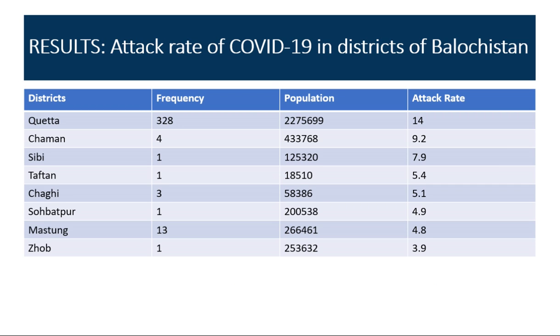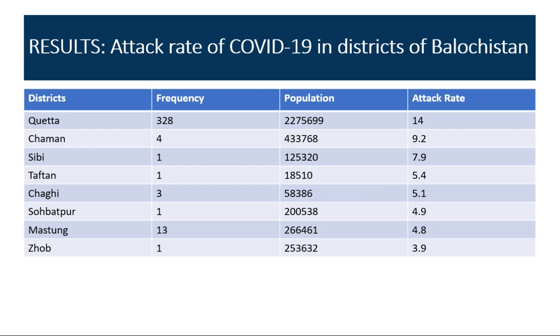Attack rate of COVID-19 in districts of Balochistan. In this table, we have tried to draw on the geographical statistics of Balochistan. Balochistan itself has been divided into several districts, each being a different part of the province and representing a different population. The first thing that I want to highlight here is the city of Quetta, which is the capital city of the whole province. And I hope you can appreciate that it made up almost 328 positive cases for COVID-19, making up for the attack rate of 14.